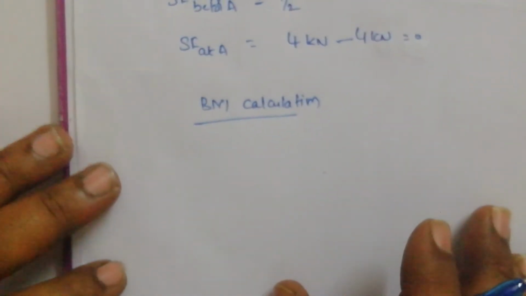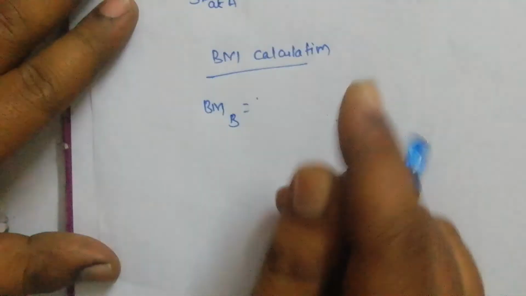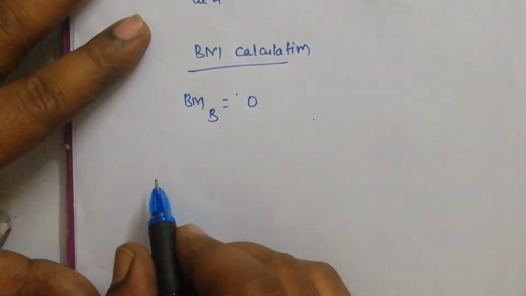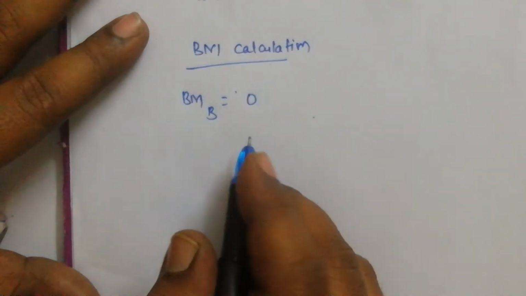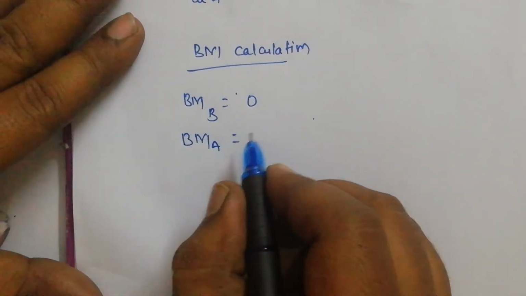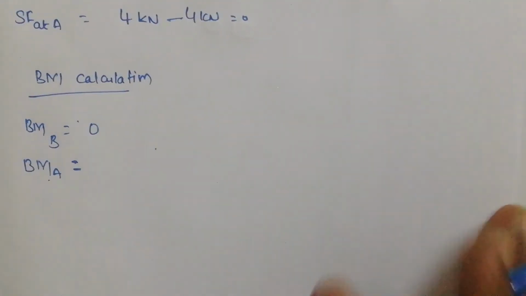Again, for the bending moment calculation, the rule we follow is to first take bending moment about point B. Why? Because the extreme point to the right is point B itself. So there is no load before point B, so you can keep it directly 0. Next is bending moment at point A. When I say moment, you have to identify the force as well as the distance.